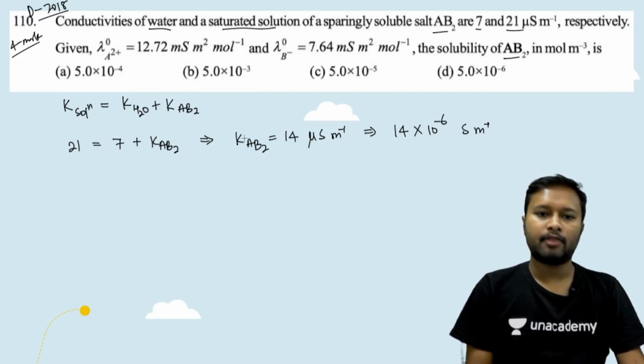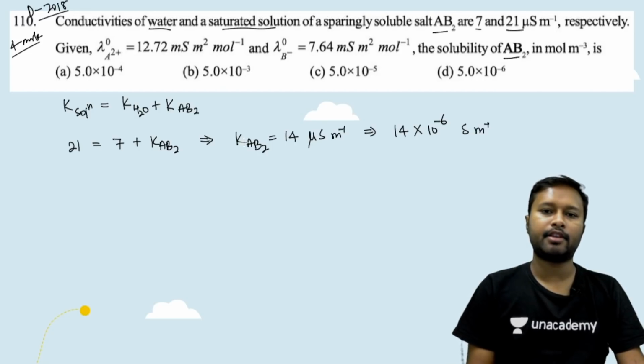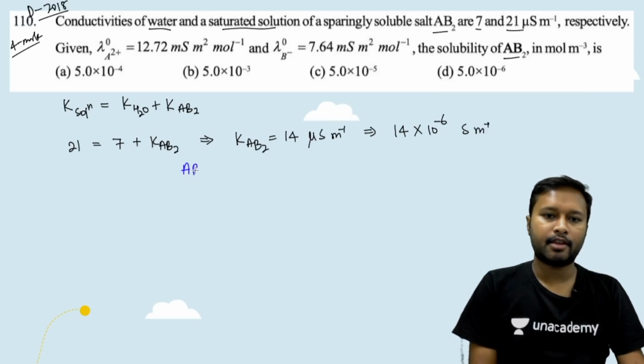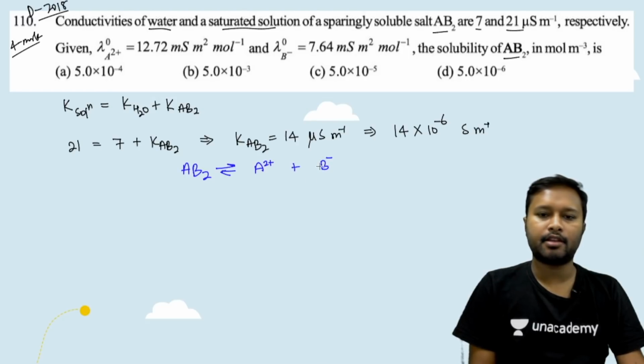Now once you are done with this conductivity, the next thing is you have to deal with the salt itself, how the salt is getting dissociated. So this salt, which was AB2, is going to dissociate as A, and since A is a di-positive cation which is given to us, and B is a mono-charged anion, this is going to be 2 times of it.